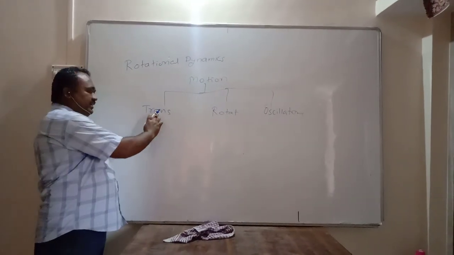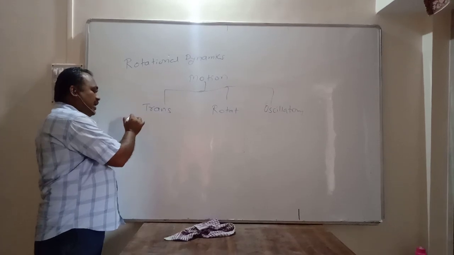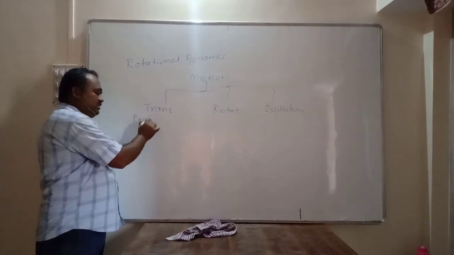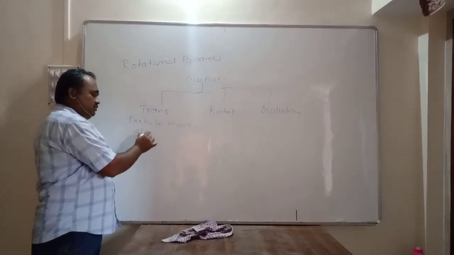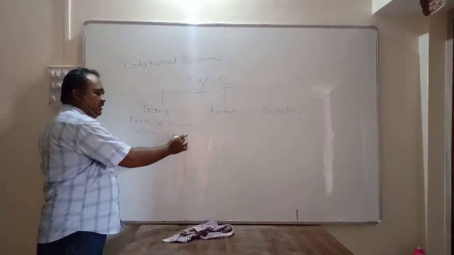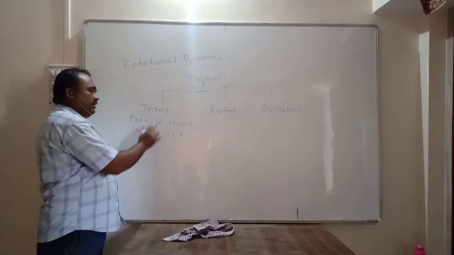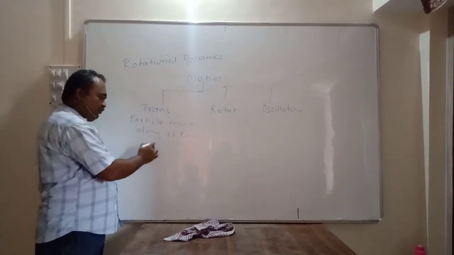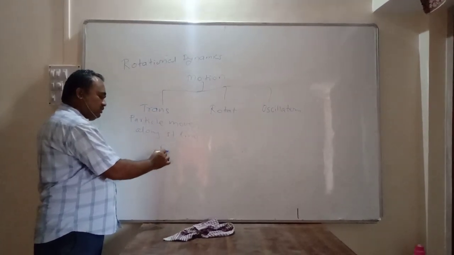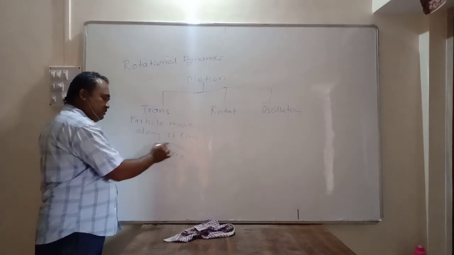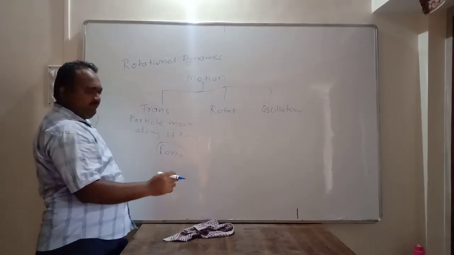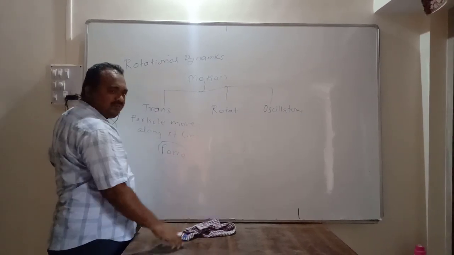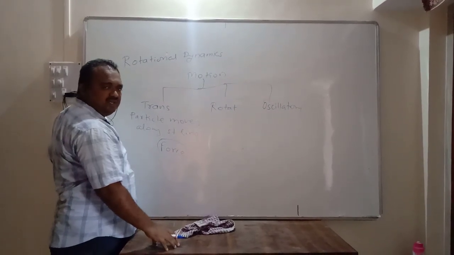This translatory motion, in translatory motion, particle moves along straight line. Okay, this motion, it is produced due to force. Rotational motion, in rotational motion, or the rotational motion is performed by the rigid bodies.